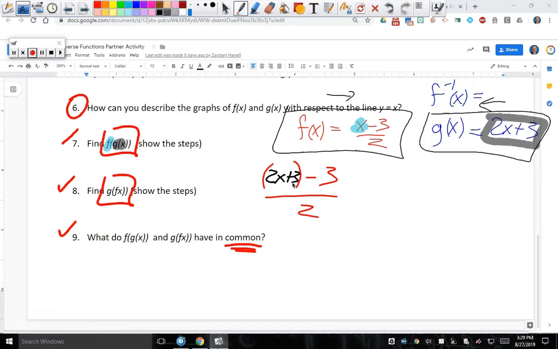Let's look at g of f of x, okay? g of f of x says I'm going to take f first, and then plug f of x, which is right here, into g. So if I plug it into g right here, my equation will look like this: 2 of something plus 3. And what am I going to plug in? What am I going to plug into that one? Yes, (x minus 3) over 2. You guys are killing it. Awesome.